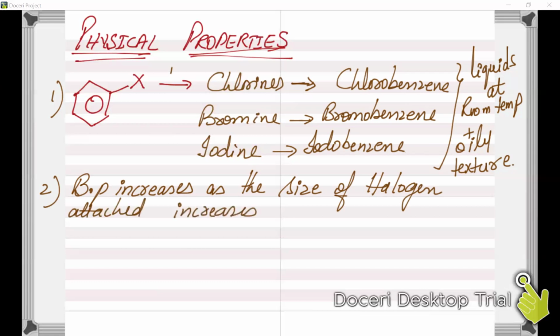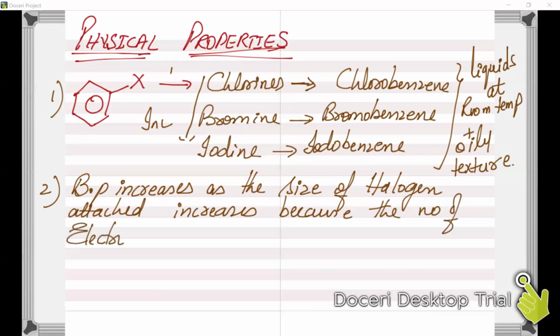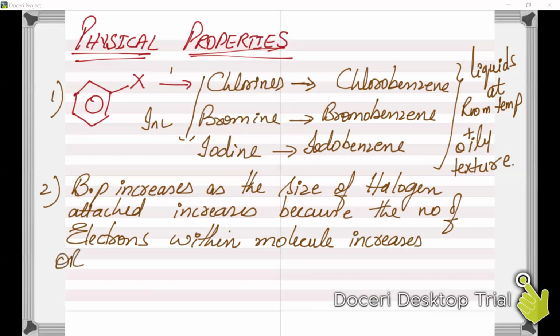So what do you think? Going down from chlorine to iodine, will the boiling point increase or decrease? That's right, increase. And why is it so? Because the number of electrons within the molecule increases.